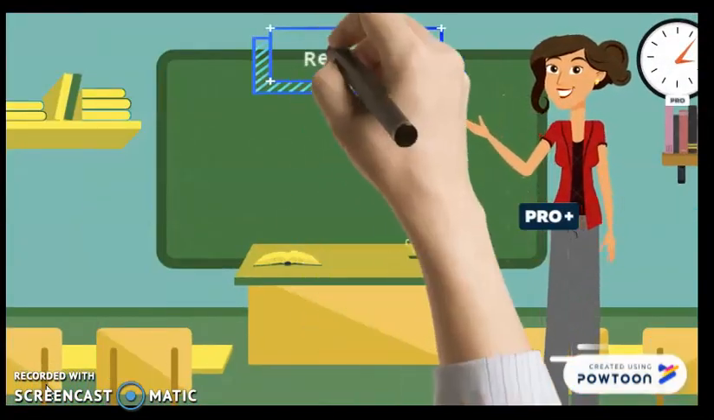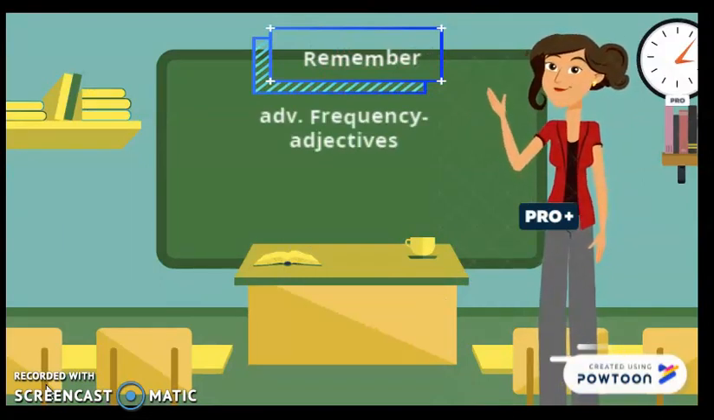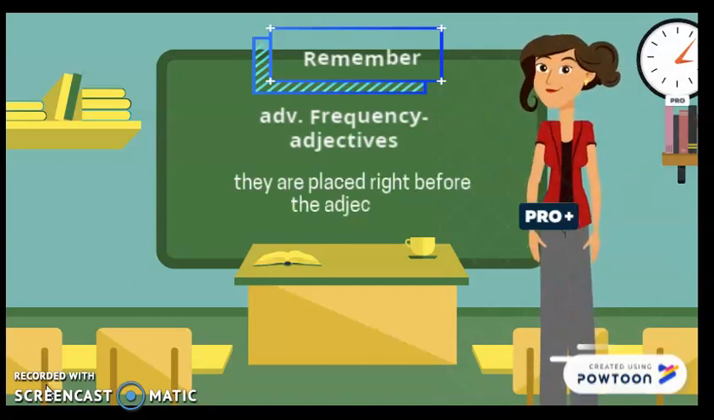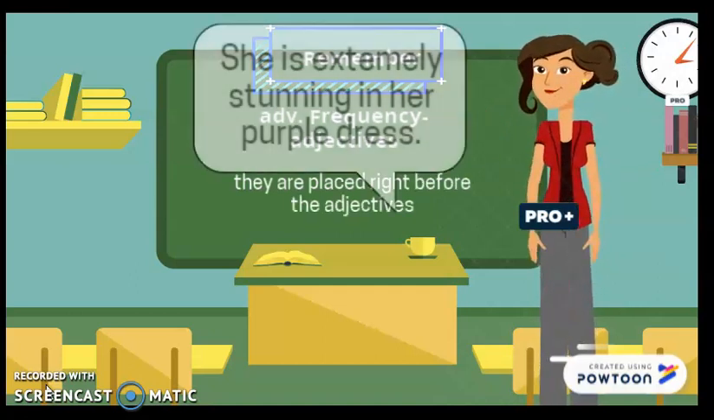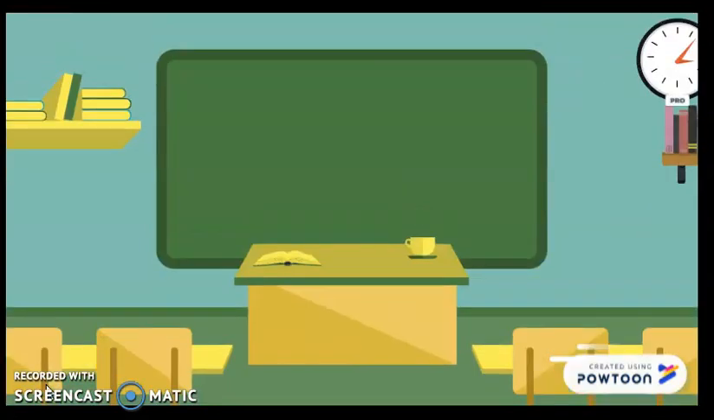There are things that we need to remember in using our adverb of frequency if we're describing adjectives. They are placed right before the adjectives. Here's an example. She is extremely stunning in a purple dress. Extremely is your frequency, stunning is your adjective.